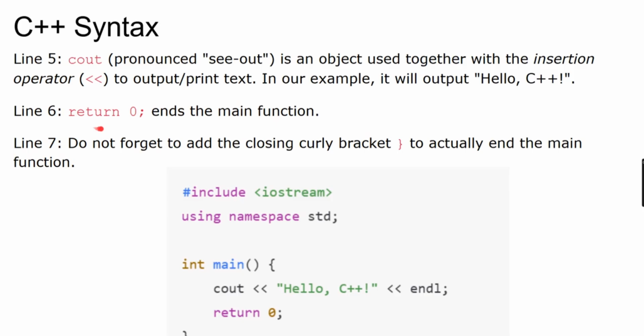And the last line that we have is return 0. This is the end of the main function. Here we have a function called main, and every function will return something. In this function we are going to return 0 because we are not returning anything. That's why we are saying 0. After that we are closing the curly bracket that we opened earlier. Do not forget to add the closing curly bracket to actually end the main function.